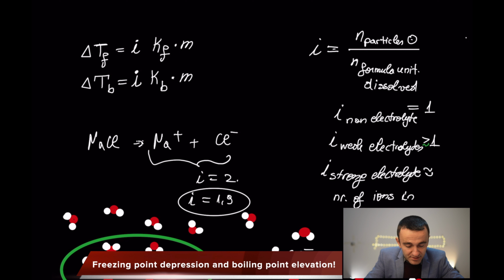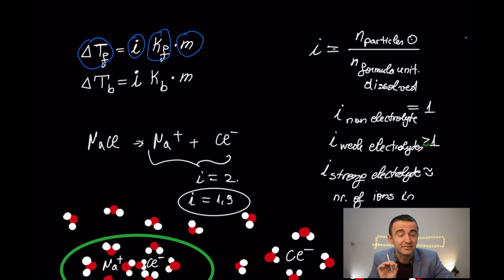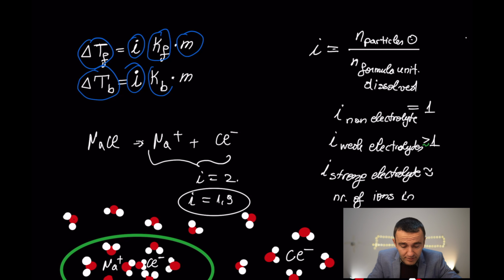The amount that the freezing point decreases and the boiling point elevates is given by the following equation. We have the change in the freezing point equal to i, the Van't Hoff factor, which I'm going to explain in a second, times the freezing point constant Kf, times molality in italic. Molality, because as I mentioned at the beginning of this video, molality does not depend on the temperature, but molarity does. The same for the change in the boiling point: it is equal to the Van't Hoff factor, times Kb, the coefficient for the boiling point, times the molality.